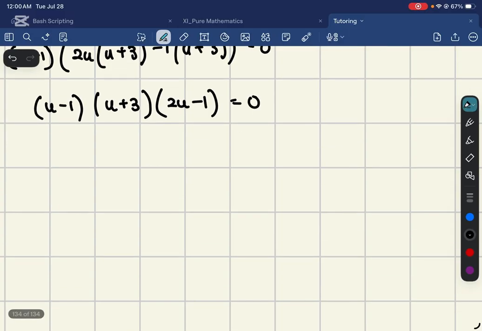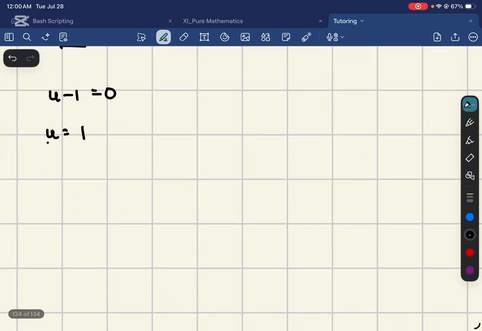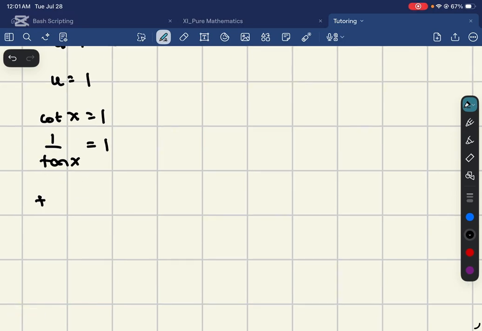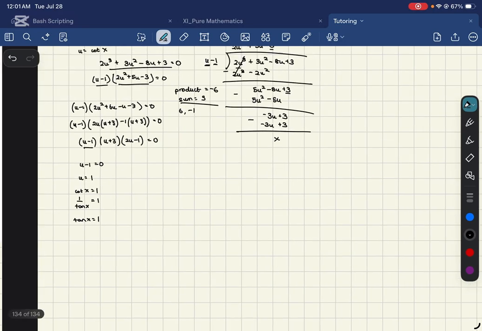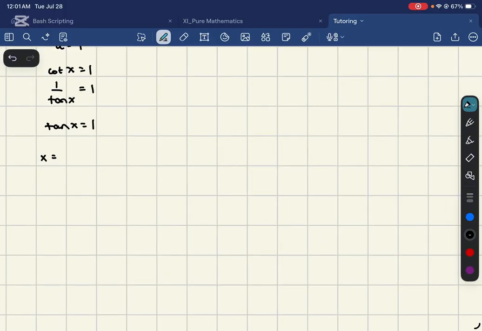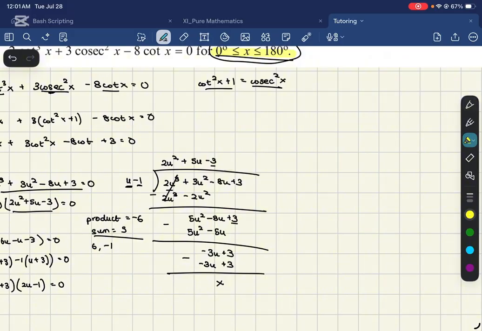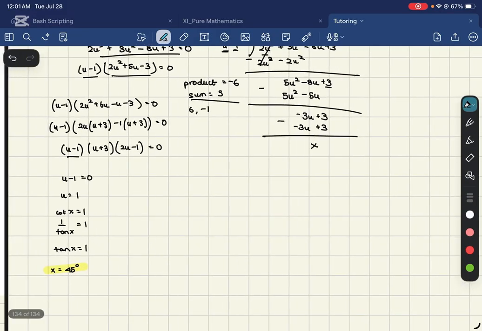Alright, so let's solve u minus 1. The first term is equal to 0, and that means u is 1. And u, remember, is just cot x. And cot x is just 1 over tan x. And you are just solving for tan x is equal to 1 within this domain. And remember, only x equal to 45 degrees is going to satisfy that. Why? Because in the first quadrant, tan 45 is equal to 1. In the second quadrant, tan is negative. And we only go from the first quadrant to the second quadrant, so we don't need to worry.